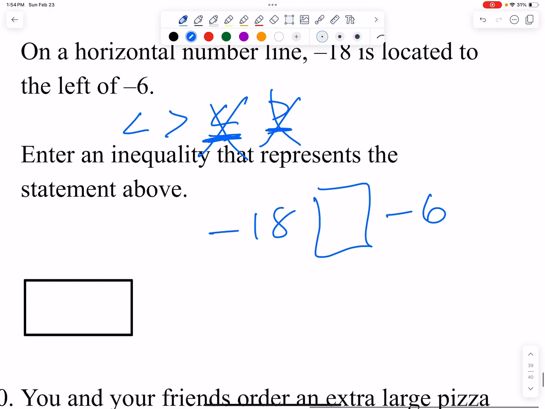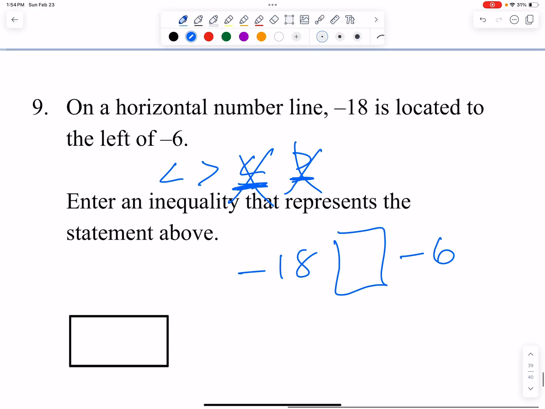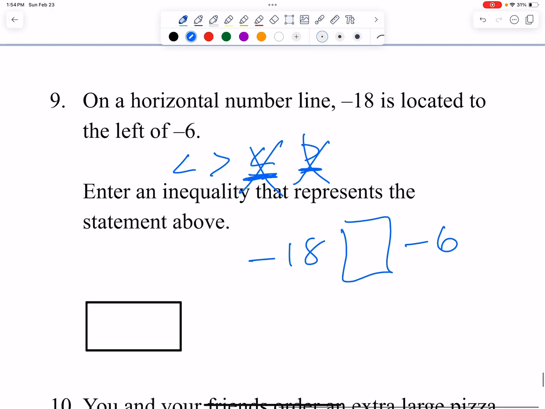I remember this from, oh my god, when was it? I think it was Miss Grijalva in elementary school. Damn, that was so long ago. She taught us inequalities. I forget what grade level, but I just know it was elementary school. And she said that the alligator always ate the bigger number.